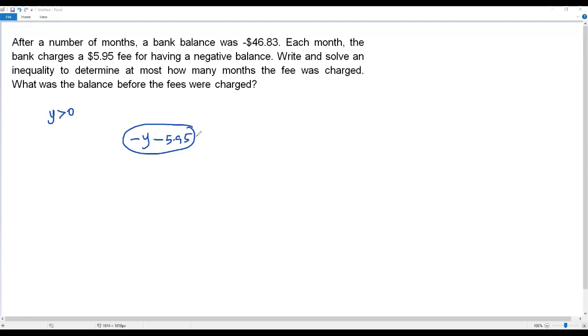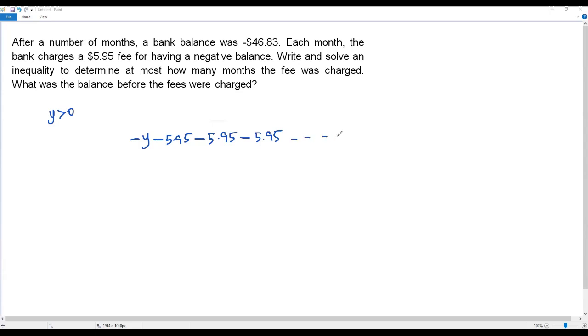For the second month also, the bank will charge the same fee, $5.95, so negative $5.95. Actually this expression over here is the balance at the end of the second month: the initial balance, the fee for the first month and the fee for the second month. When we add them all, we get the balance at the end of the second month. For the third month also, the bank will charge the same fee, $5.95. Let me subtract 5.95. So this is the balance of my account at the end of the third month.